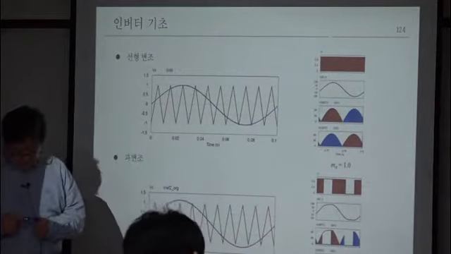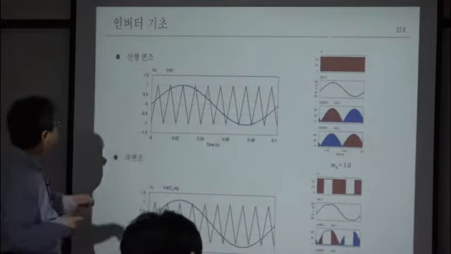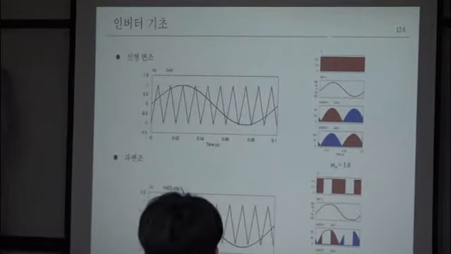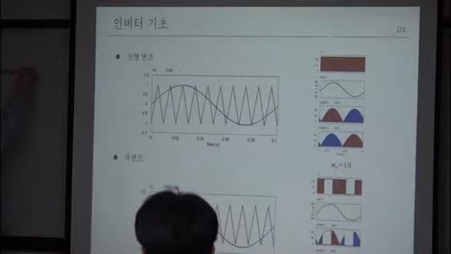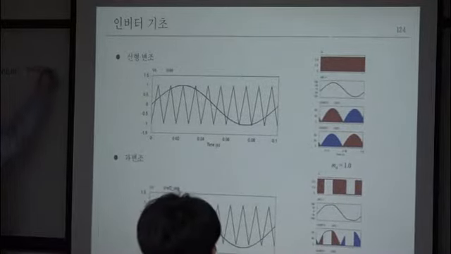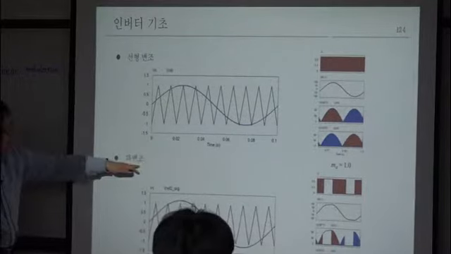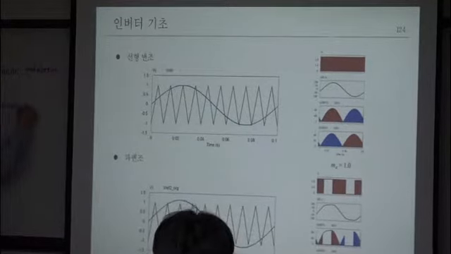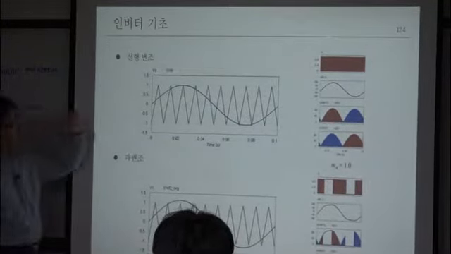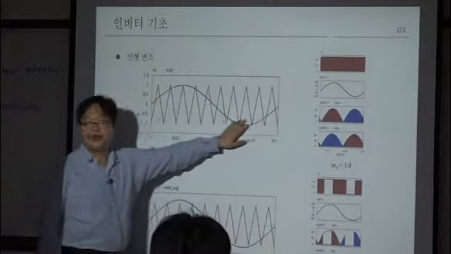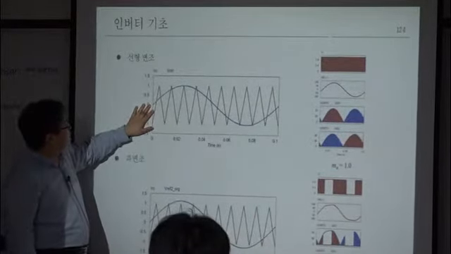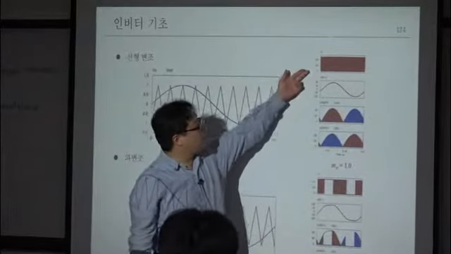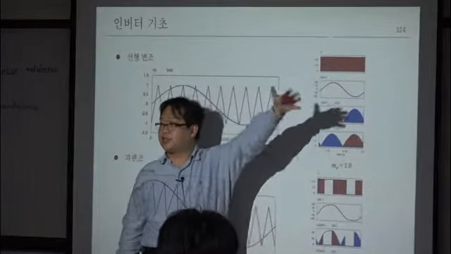Then you can also define some terms here. This is the linear modulation. Linear modulation. And another term here is overmodulation. In the linear modulation range, if you increase your voltage reference, then your modulated waveform is also linearly increased.